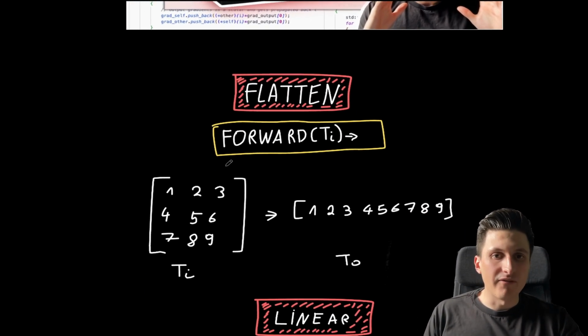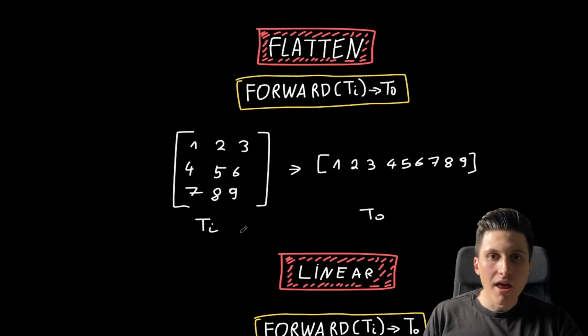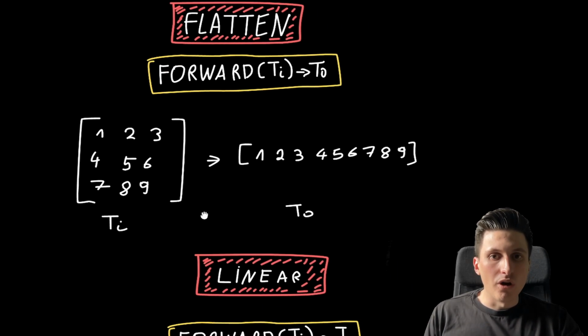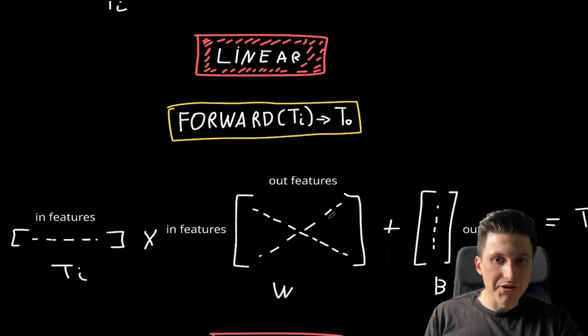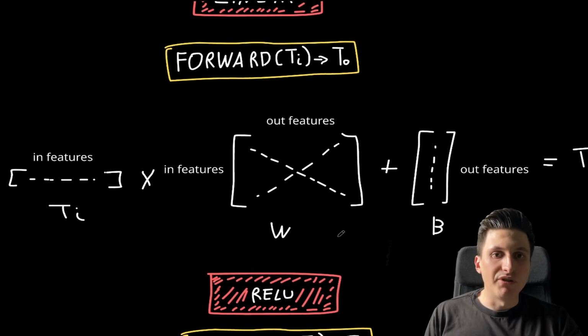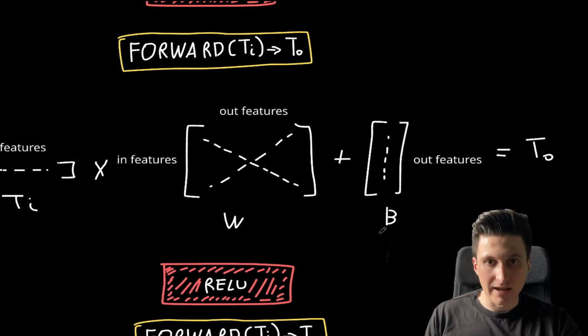We implemented a flatten module, and for every module we have to implement a forward method which takes an input tensor and produces an output tensor. For the flatten module, the operation just takes in a tensor of any shape and reduces it to a single dimensional tensor. We also implemented a linear module which, given an input tensor, multiplies it with a 2D tensor and then adds a bias to it, which is a one-dimensional tensor.